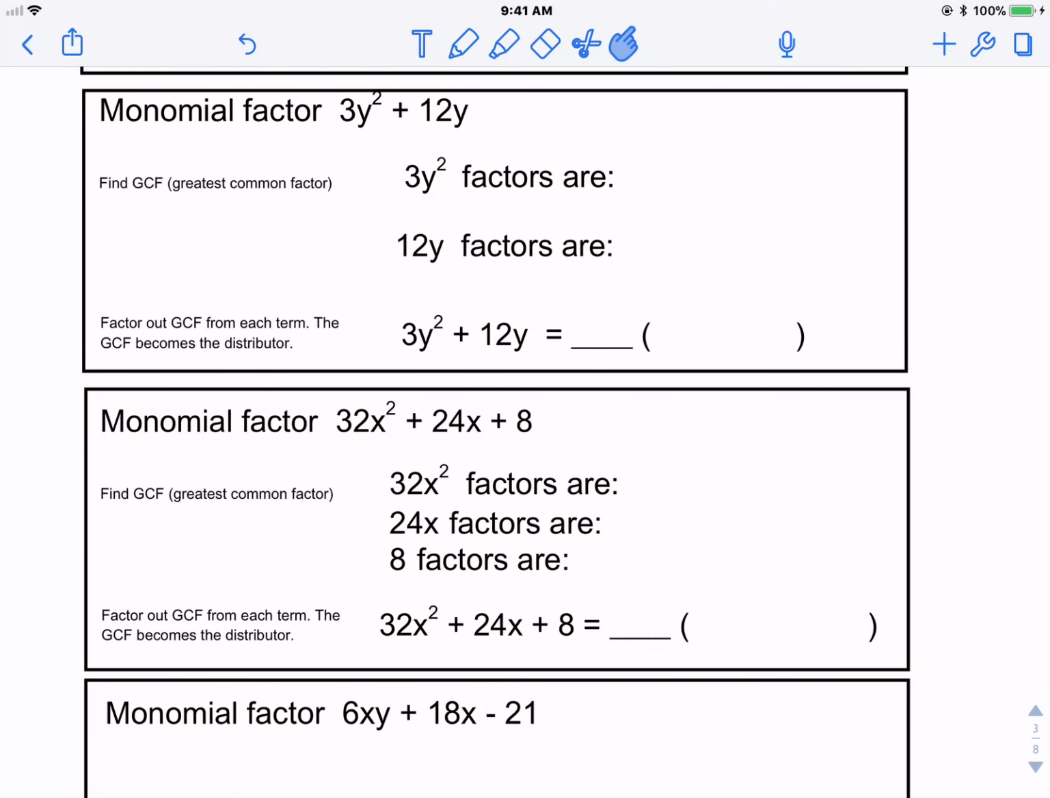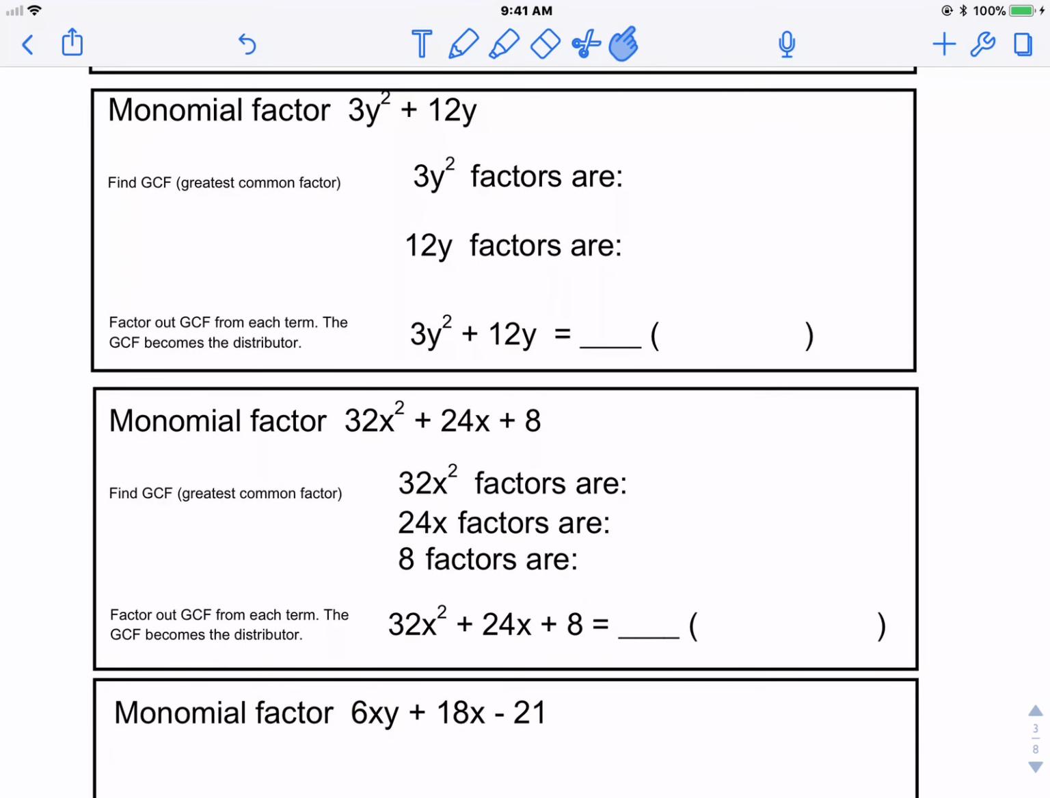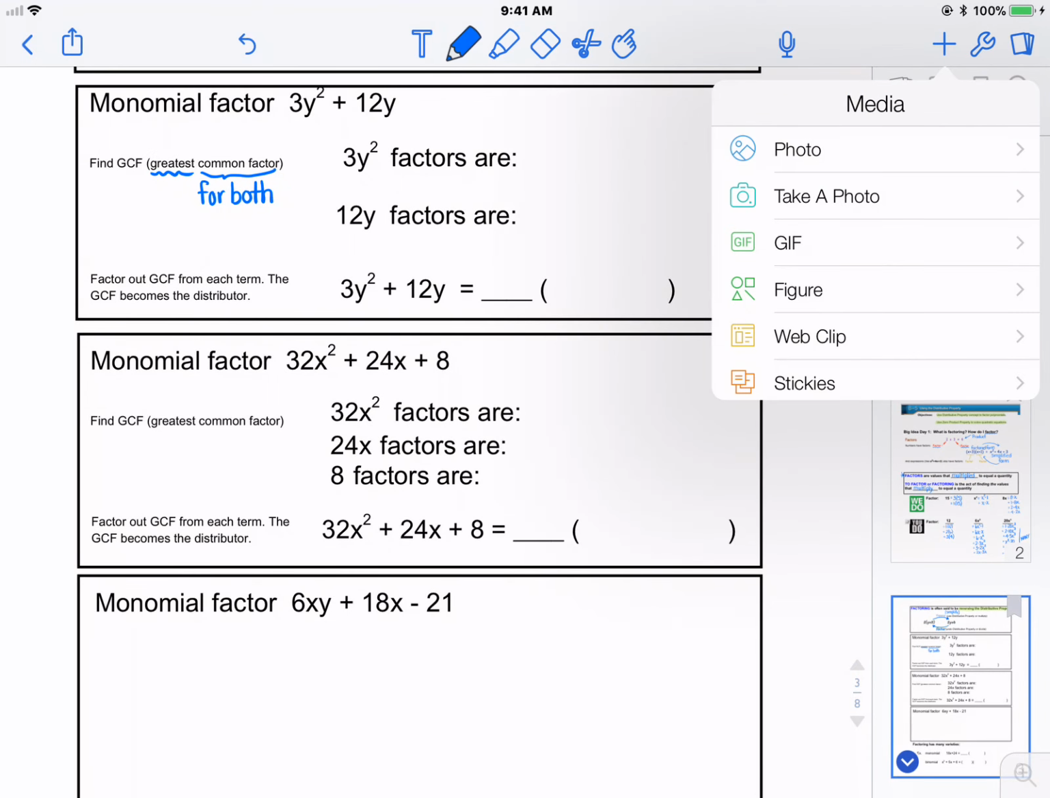So the first example is to have us monomial factor the expression 3y squared plus 12y. So we want to look for all the factors of 3y squared, and we want to look for all the factors of 12y, because we want to find out what is the number or combination of numbers and variables that is the biggest factor that they each have. So greatest common factor means I want the biggest one. Common means it has to be for both terms. Has to be a factor of both terms. So for instance, 6 is a factor of 12, but it's not a factor of 3, so I can't use it.